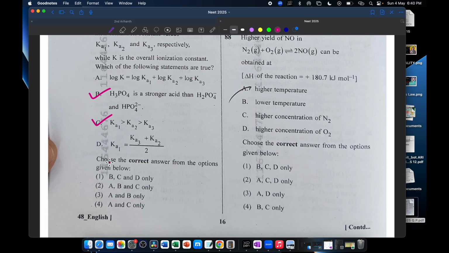K1 is greater than K2, that is also correct, right? So looks BC, D is also correct answer.